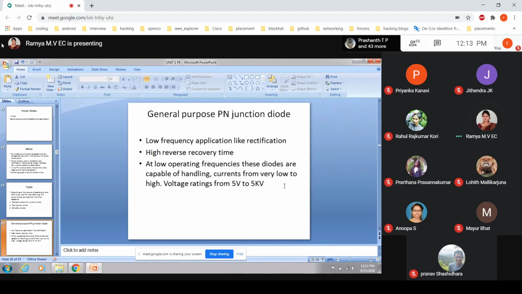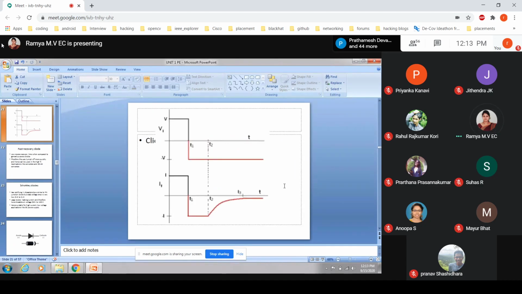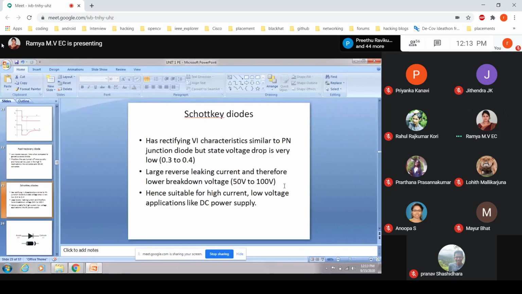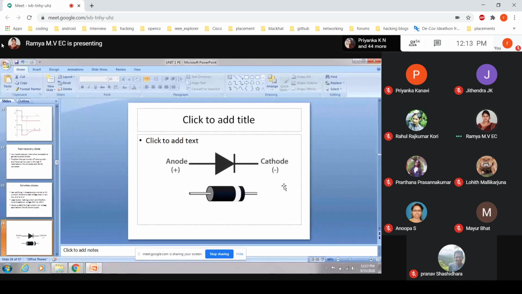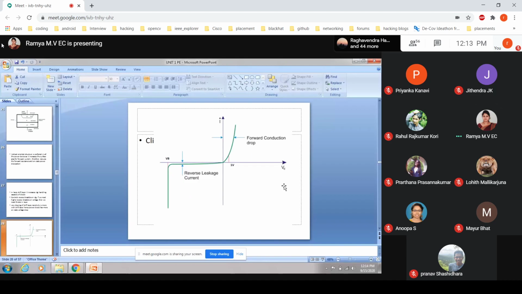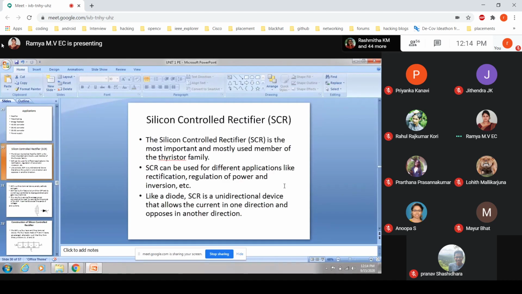We have three different types of power diodes: general purpose, fast recovery, and Schottky diodes. These are divided depending on the reverse recovery time. Okay, so we will identify a power diode similar to the conventional diode, but the doping structure will be different with respect to the conventional diode. So we discussed all such things. Okay, so this is the VI characteristics we have got for the power diode, and some applications. Then we started our discussion with the SCR.